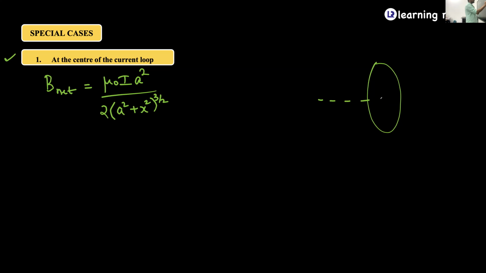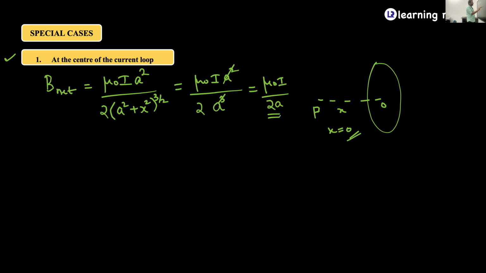So if you take the loop to be present in this way, if you want the point P to coincide with point O, then what should be the value of x? The value of x should be 0. Take 0 and substitute it here. What will you get? You will get mu naught I a square divided by 2 into (a square) the whole power 3 by 2, which is going to be a cube. A square will cancel this. So the answer will be mu naught I divided by 2a.